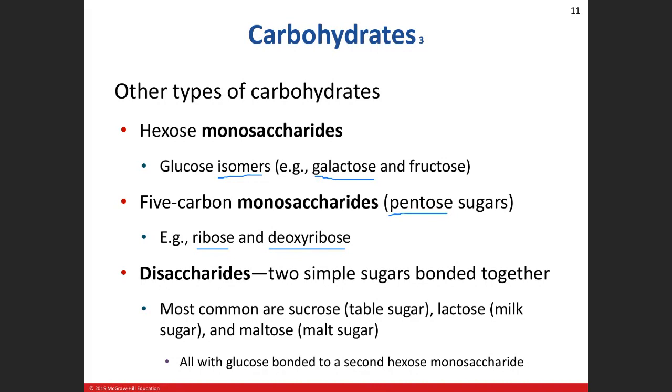Disaccharides, we've talked about this already. It's two simple sugars that are bonded together. We have our table sugar, which is sucrose, and that is glucose and fructose. Then we have our milk sugar, lactose, which is made up of glucose and galactose. And finally our malt sugar, maltose, which is just two glucose molecules jammed together.